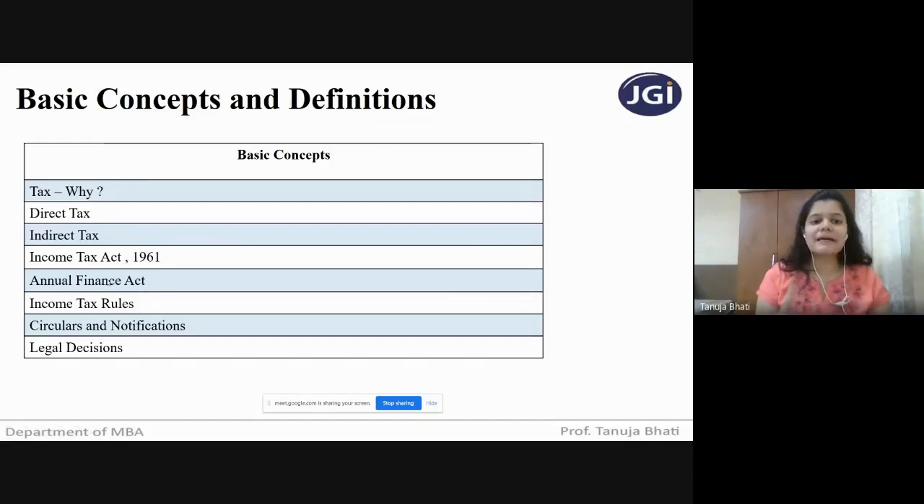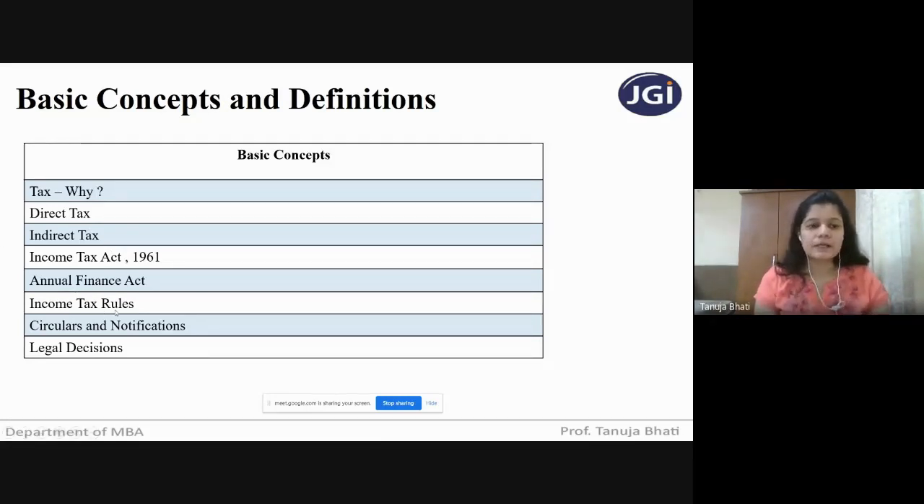Once parliament approves that, then it receives the assent of the president, and once that bill is approved by the president, that bill becomes an act, and that is the Annual Finance Act. When I'm telling annual, it means it is going to be yearly. Every year the budget is announced by the finance minister. So annual means it happens every year.